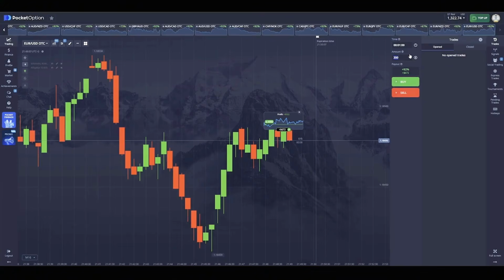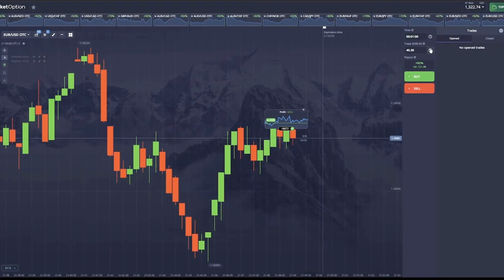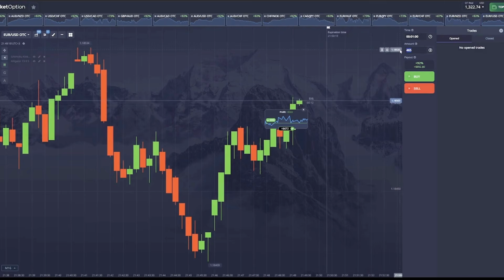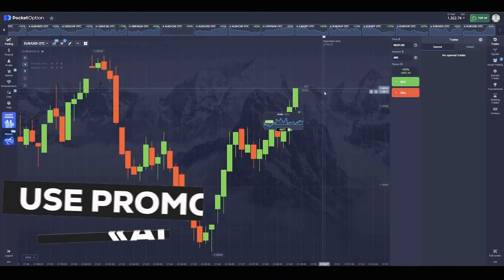Accordingly, with my balance, I can open the next trade for $600, and that will be approximately zero. And even with the same 35 percent, that's $465. That's exactly the amount I'll use to open the next trade. Now, let's talk about how to choose the right currency pair to make a profit.